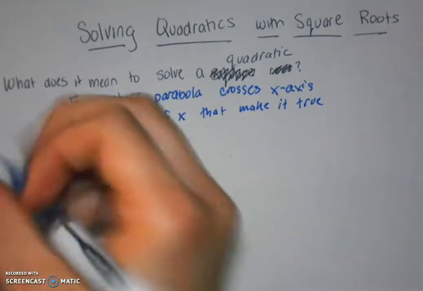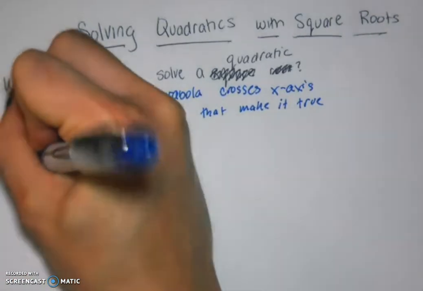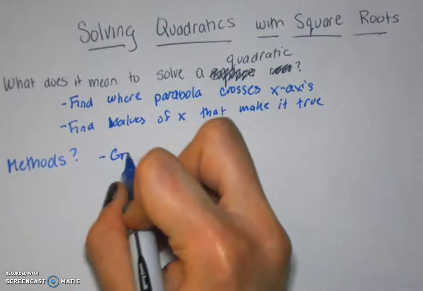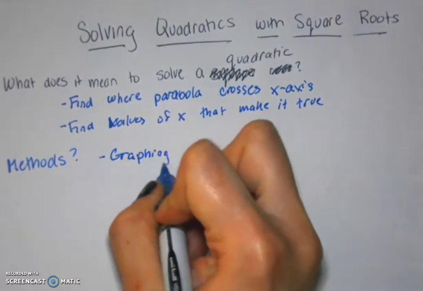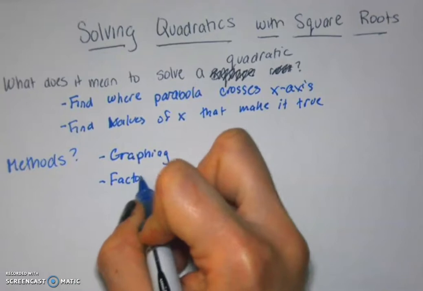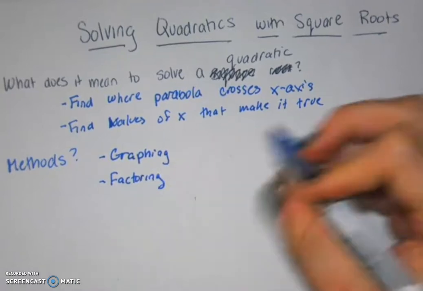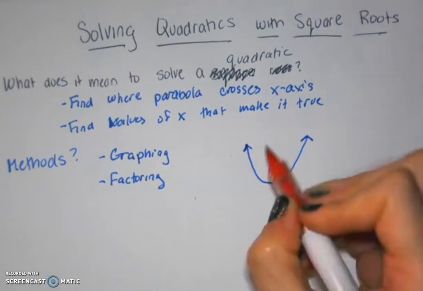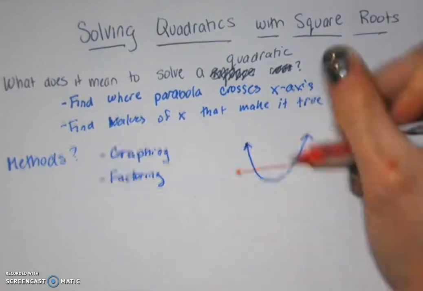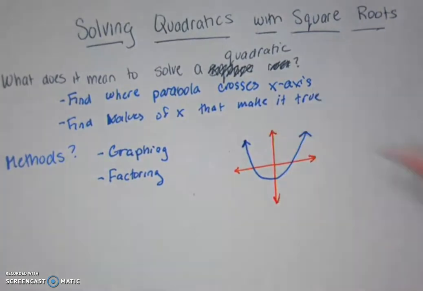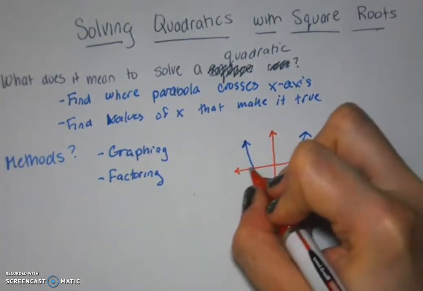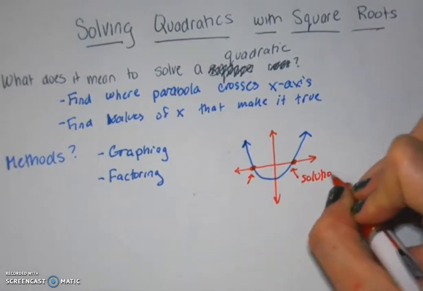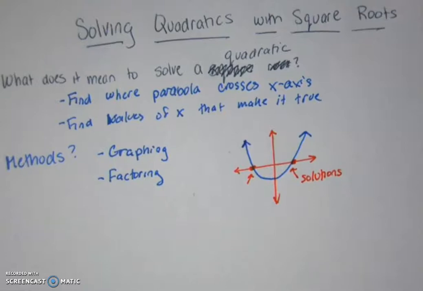But what are some methods that we have so far? We have learned graphing, and we have learned factoring. So for graphing, we would look for, here's our parabola, and then here would be our axes. And then we would say that this point and this point were our solutions, right? The x value there would be our solutions.